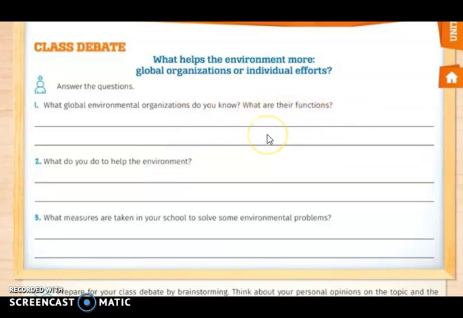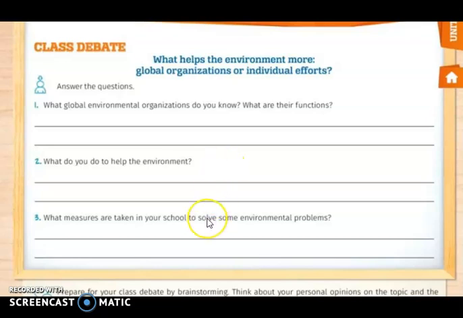Okay, so you are going to write the number and the name of an organization that you know, and what their functions are. You can put 2 organizations, it is okay, but please write their functions. In number 2, you have to put what you do to help the environment. For example, separate the garbage, reduce some plastic.